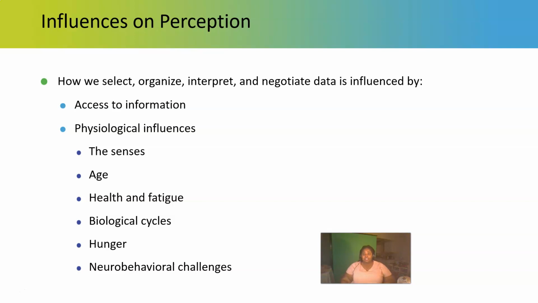Our age. So this can have two different effects. The younger you are, the more attuned or acute in general your senses are versus when you're older. However, when you're older, you might have more experiences with things and be able to interpret things a lot more accurately than when you're younger just because of lack of experience.